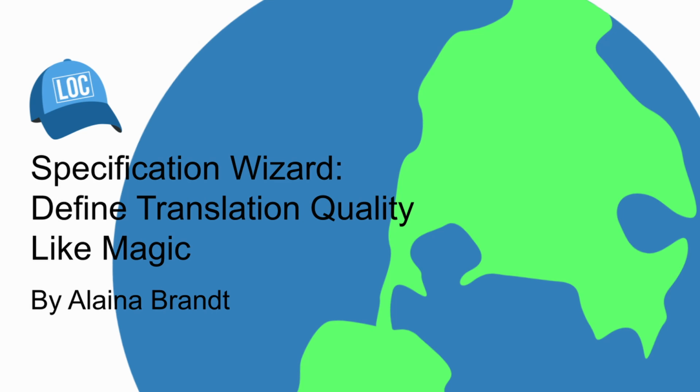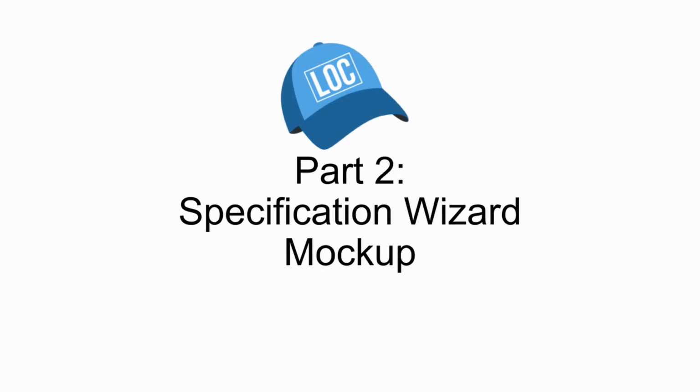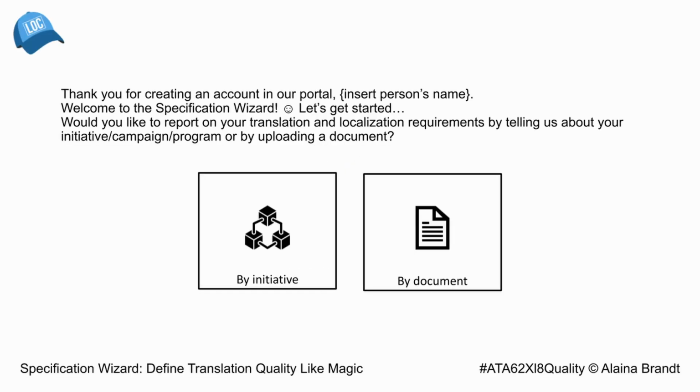All right, so let's switch to part 2 now. That was just sort of a lot of information. Let's see what this might look like if it was in a specification wizard form. A lot of our software applications have this wizard that sort of guides us through how we might set up and configure the software for whatever we're trying to process.